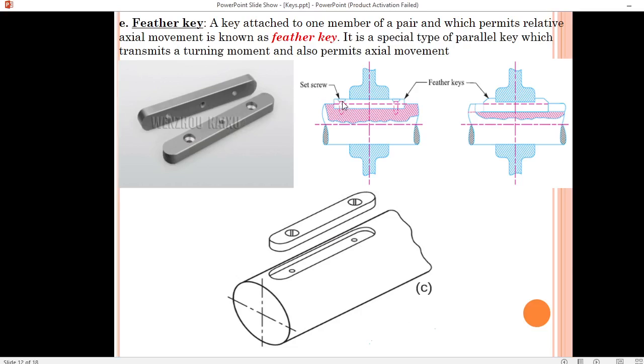Here you can see the net screws are inserted in these holes and it is inserted in this shaft. Here you can see how it is fixed in the shaft.